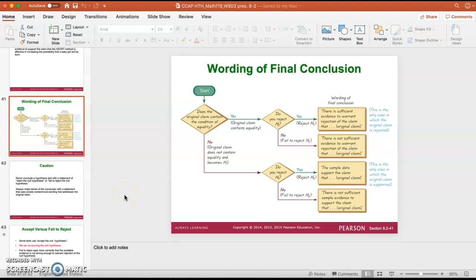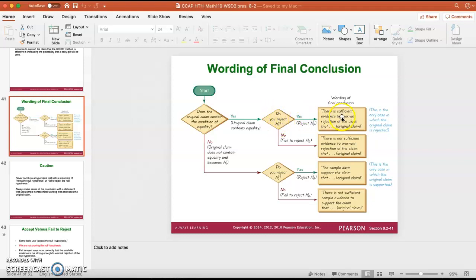Okie dokie. I'm going to wrap up this section, picking up from how you can use this chart to help you with wordings of the final conclusion. So, the non-statistical sounding conclusion. Starting out, does the original claim have some condition of equality? For example, our claim could be that the XOR method effectiveness is equal to 50%. Then, if yes, go from there to figure out, okay, did you reject H naught?